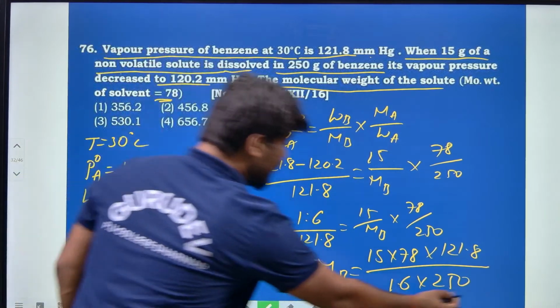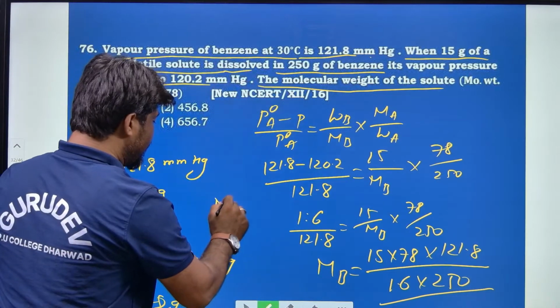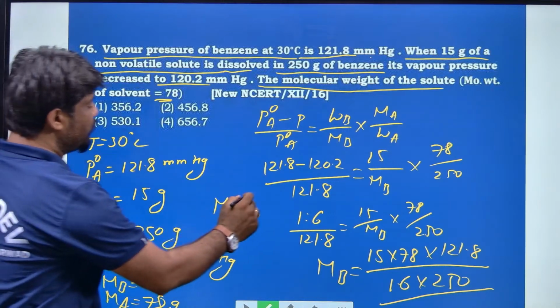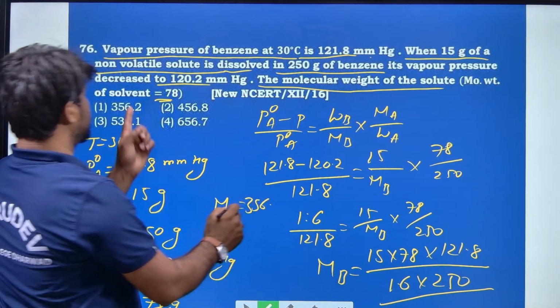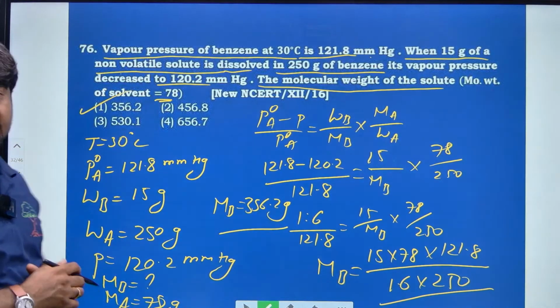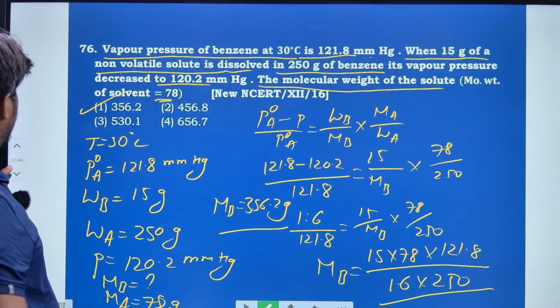Which on simplification, I can get MB is equal to, on multiplication and division, I will get 356.2 grams. So the right answer, option 1, is the correct one for this question. Okay, well, dear students, go to the next problem then.